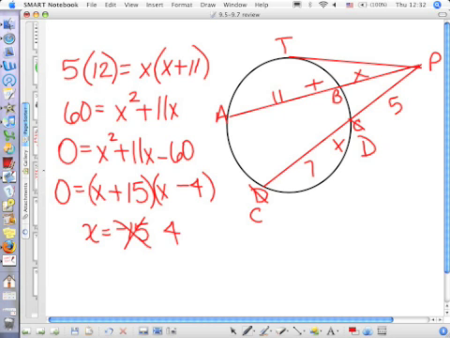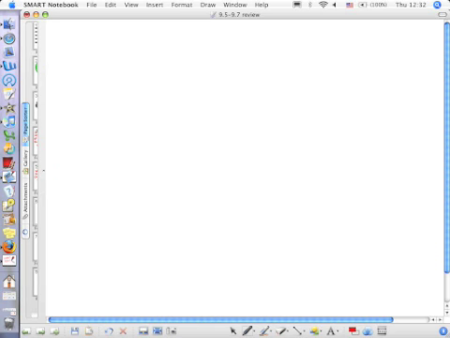Number 21, if you look at it, here was the center of a circle, and here was the edge of the circle. And this was a tangent line. D was a tangent line.